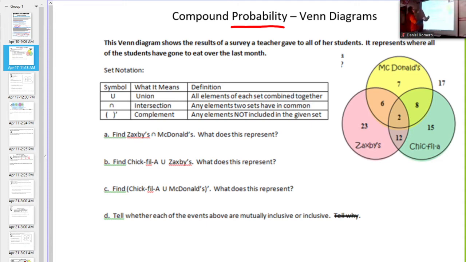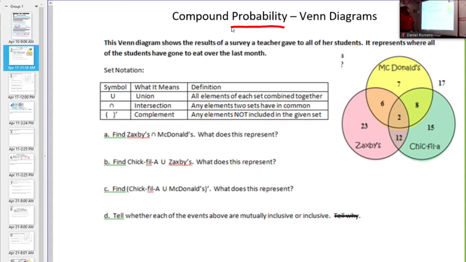over here it's just saying find Zaxby's intersection McDonald's. I don't see anything that's saying that I have to calculate the probability. You know, that'll have a P with a parenthesis. So let's just assume that they want us to find the tally, the count. What does that little upside down U stand for? Literally on the page. You should know it from last week, but what does that upside down U stand for? It's intersection.